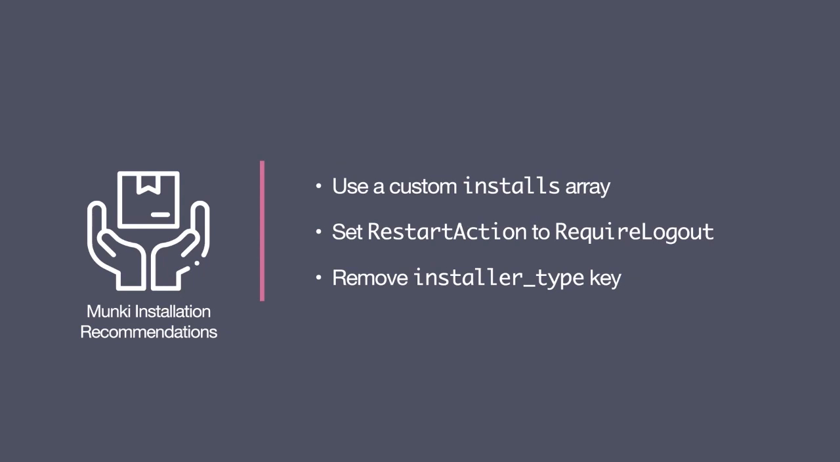Talking about Monkey. For all you Monkey admins out there, you're almost certainly going to need to use a custom installs array to make sure that Monkey can detect the Adobe installation. Adobe packages are actually just wrappers around their custom deployment toolsets, and so you can't rely on the usual automatic package information Monkey tries to grab. As mentioned before, we'd strongly suggest these titles are installed at logout, and the easiest way to do this in Monkey is to set the restart action key to require logout.